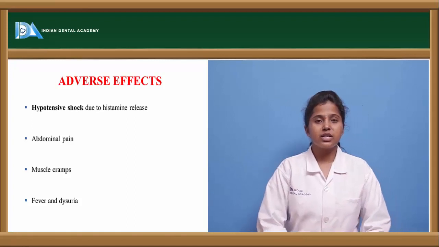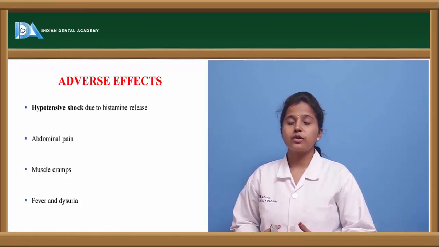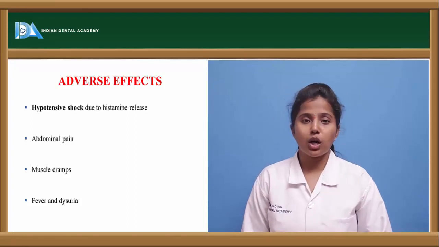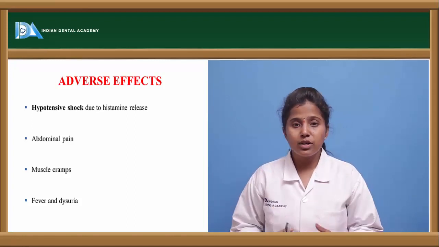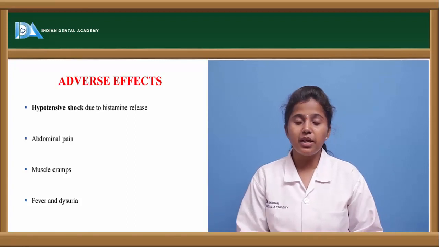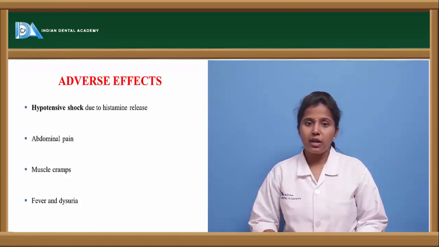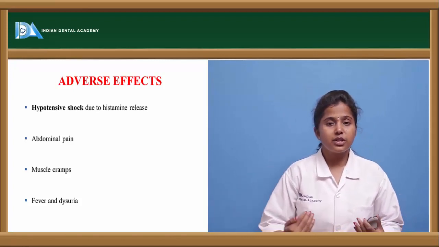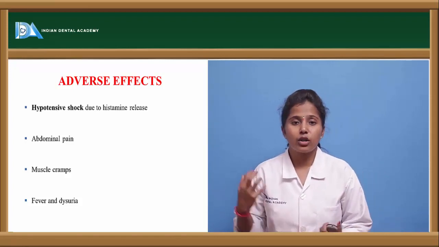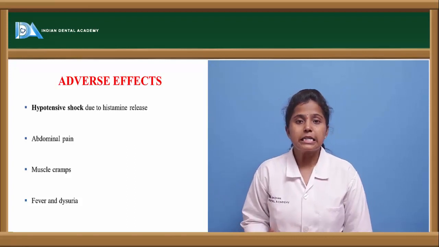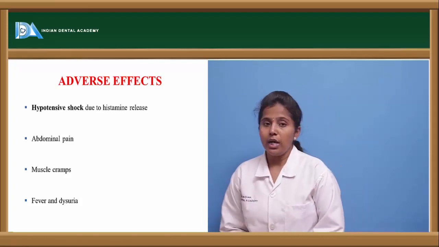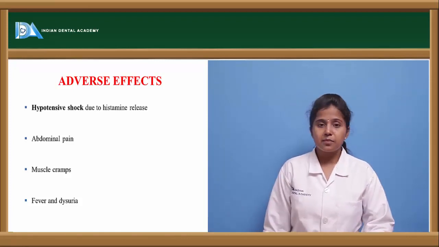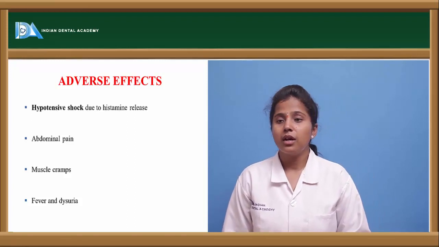What are the adverse effects of DESFERRIOXAMINE? If DESFERRIOXAMINE is given in overdose, it causes hypotensive shock. So what does it do? It decreases the BP to a minimal level. The normal blood pressure is 120 by 80. The blood pressure is reduced below this, and thereby it leads to shock. This is called hypotensive shock. It causes abdominal pain or abdominal cramps. It causes muscle cramps, and sometimes it causes fever.